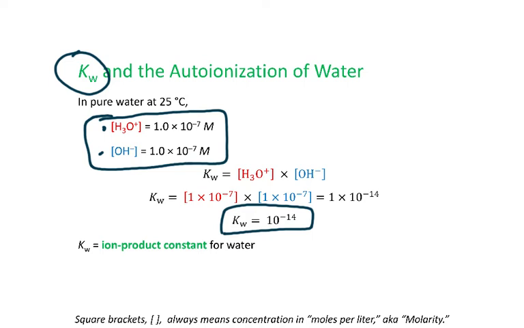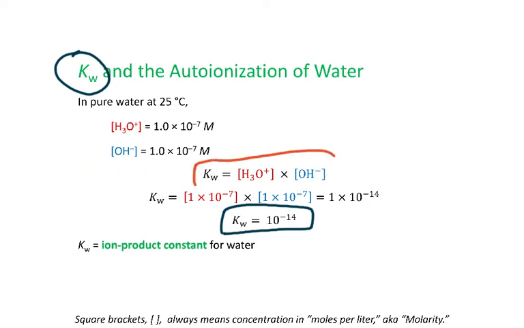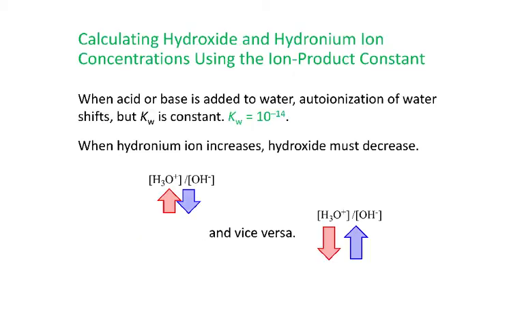So the product here, I'll try to highlight the important things on this page. One of them is here. Kw is equal to the product of the two concentrations, and Kw is called the ion product constant. So this gives us some information, and eventually it will give us pH. But let's see first when we have the product of these two values is equal to a constant.